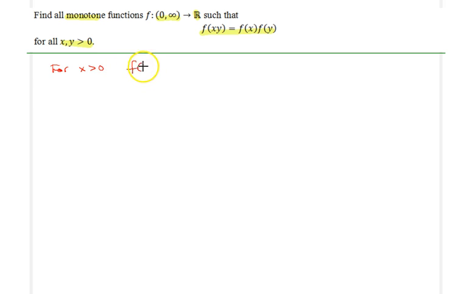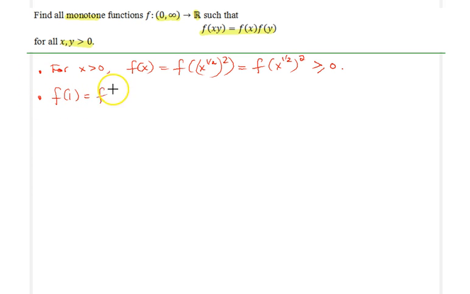In this case, f of x can be written, using the previous trick we got earlier, let's do it in two steps. That would be equal to f of square root x squared, but that's obviously greater than or equal to 0. In addition, you also know that f of 1 can be written as f of 1 times 1, which is, by this multiplicative form, f of 1 times f of 1.